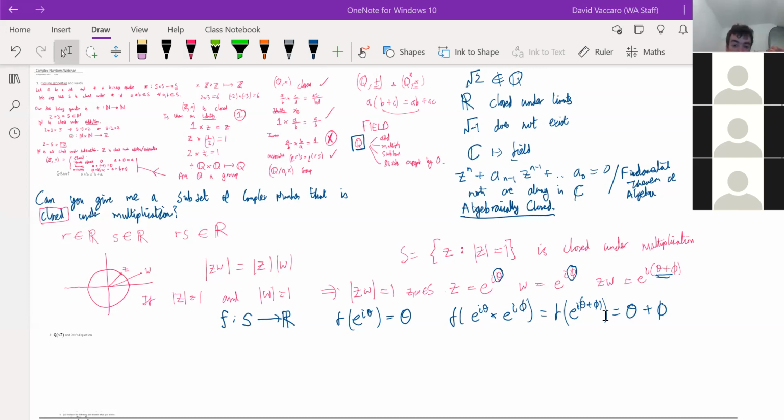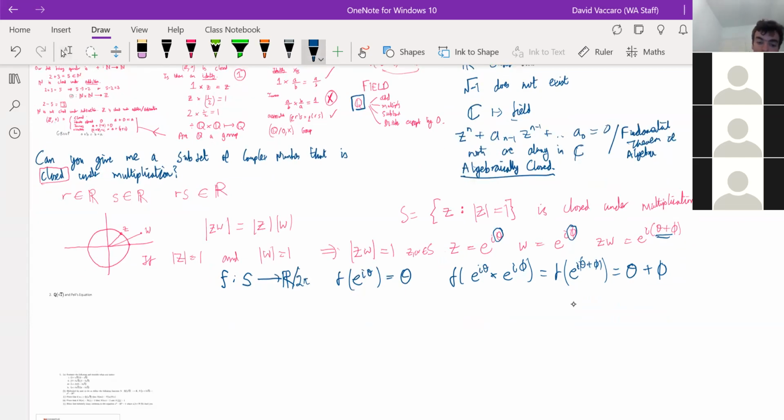You only add arguments if you associate a real number that differs by 2 pi as being the same real number. So what you really do when you map a complex number to its argument is you map it to the real numbers, quotient 2 pi, which means that if two real numbers differ by 2 pi, we regard them as the same thing.